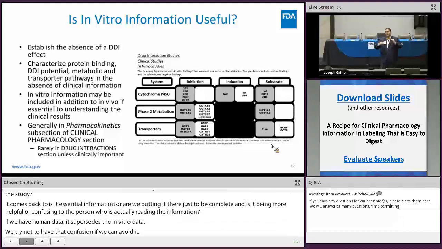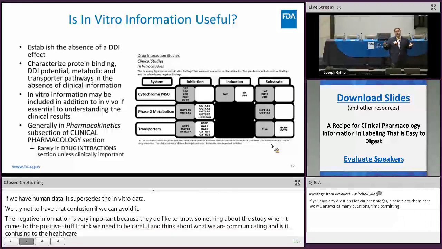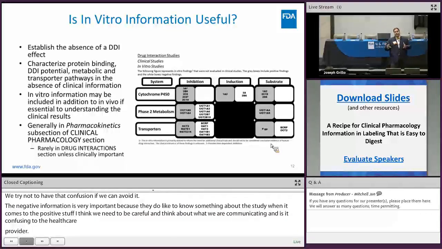But when it comes to the positive stuff, I think we need to just be very careful and think about what we're communicating, and is it confusing to the healthcare provider. And the other thing that we thought about is, can this information be presented in a better way? Could we somehow have a standard table or something like that where we can communicate this information more clearly? And we're definitely open to suggestions on doing that.